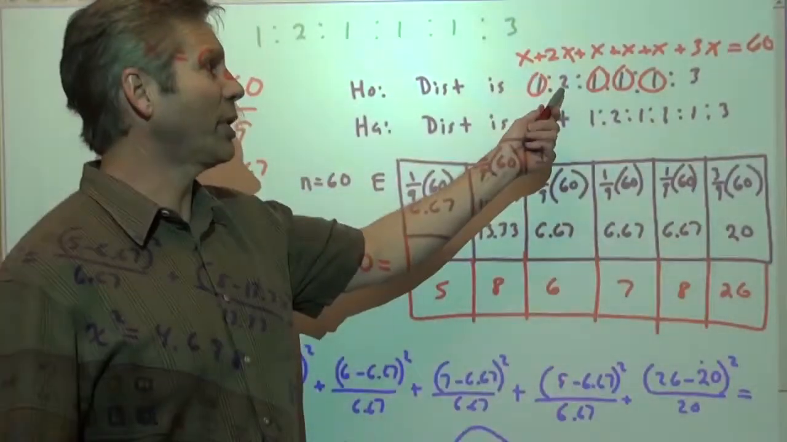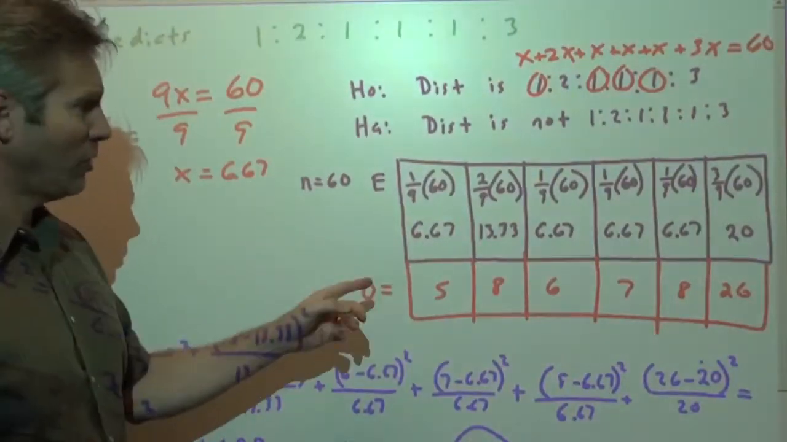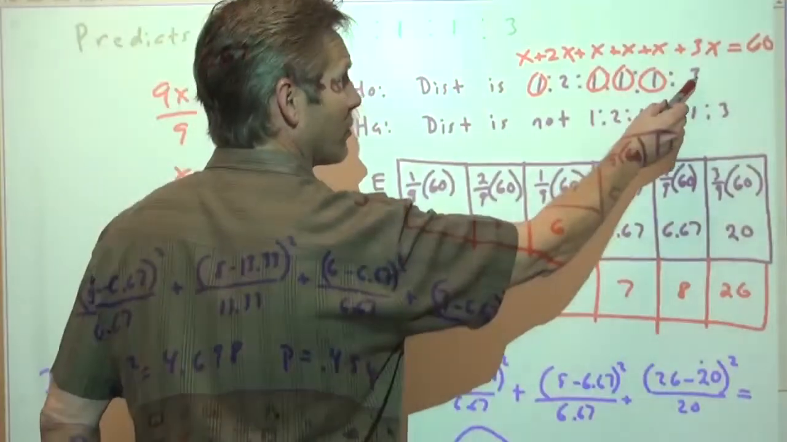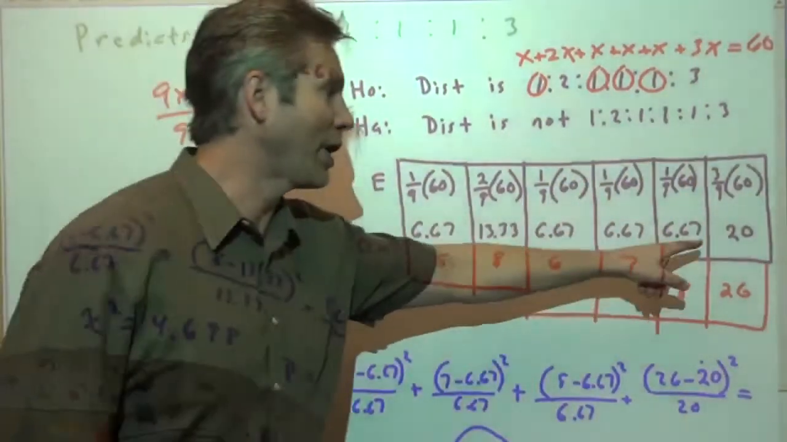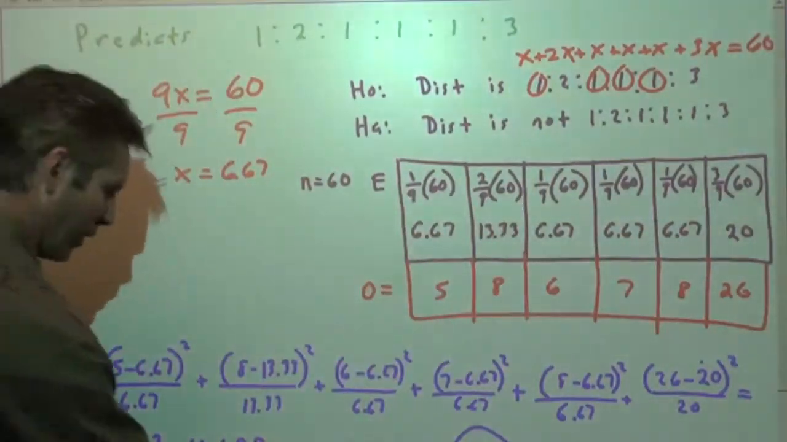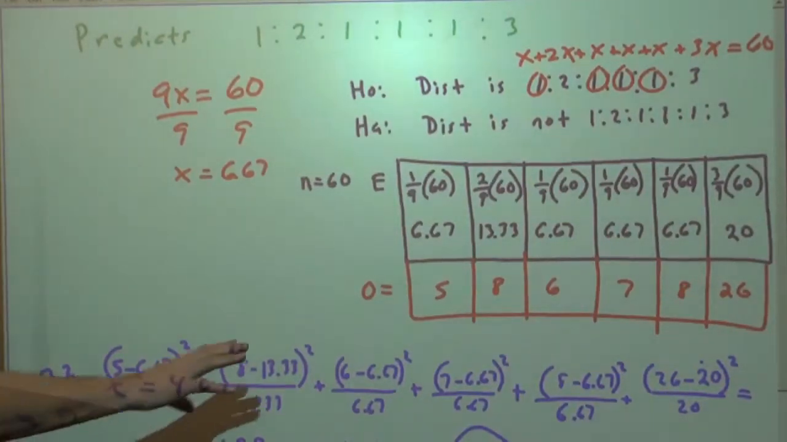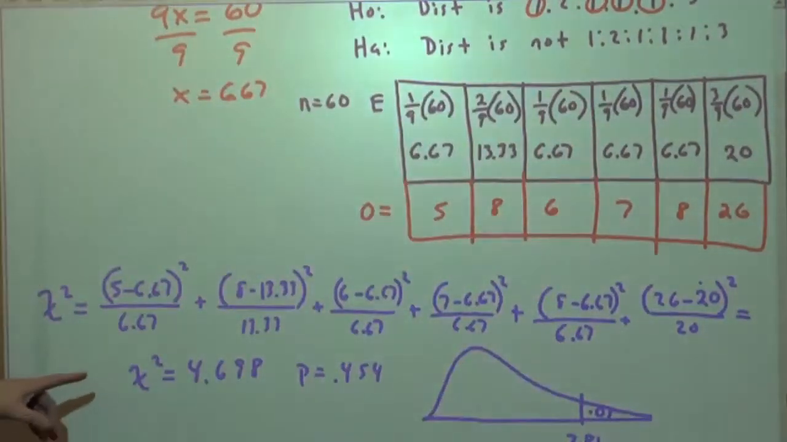But the 2s are in a ratio of 2 to 1 compared to the others, so they get 2 of these parts, so 2 times that is 13.33. This occurs 3 times as often, so that's 3 parts. 3 times this is 20. So there we go. There are the expected counts. Here's the observed counts. Once again, we show our work. The chi-squared test statistic is each observed count minus the expected, squared. Add them all up. In this case, what we get is a chi-squared value of 4.698.